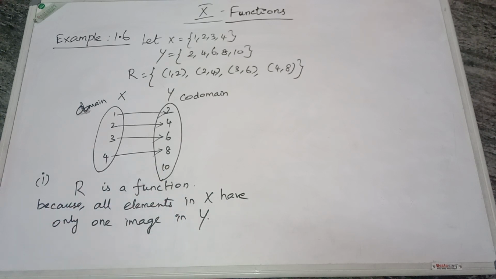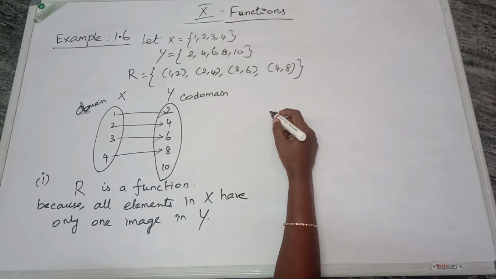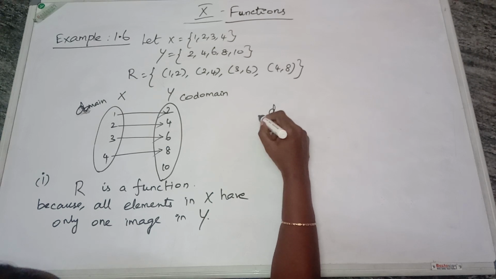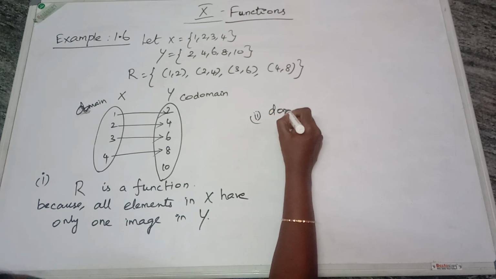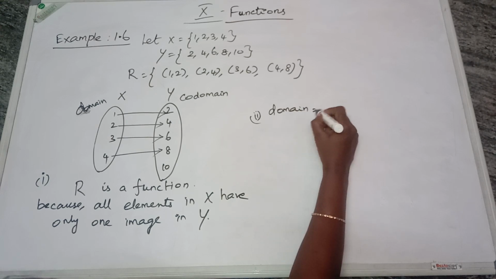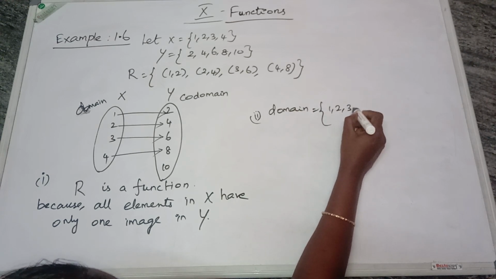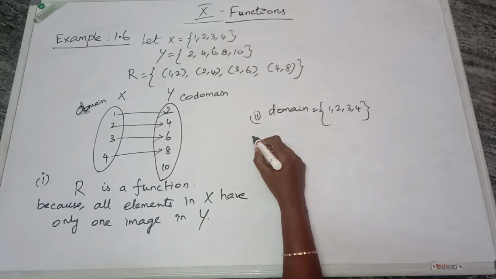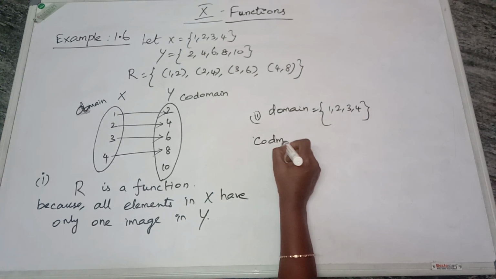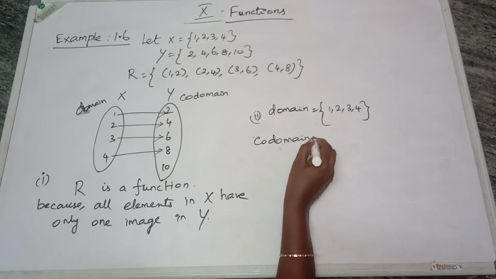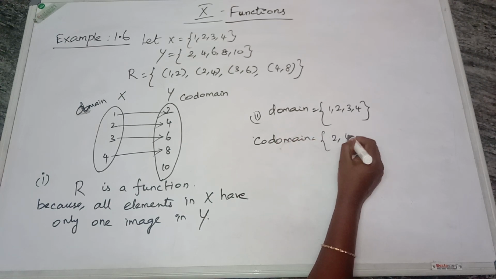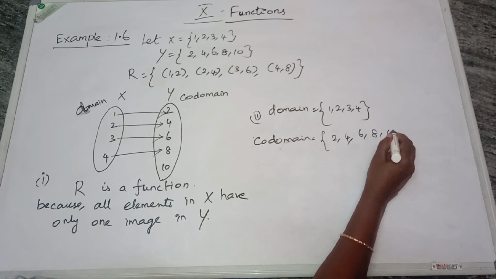And the second one is: find its domain, codomain and range, they asked. Domain is the first set, so you have to write the first set as it is: 1, 2, 3, 4. This is called the domain. And codomain means the second set. You can write that second set as it is: 2, 4, 6, 8 and 10.